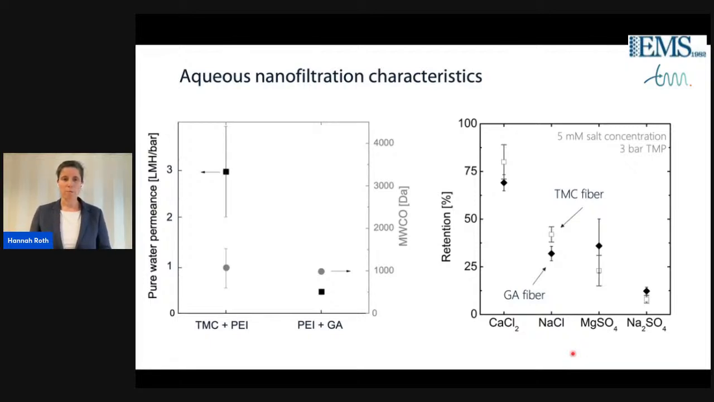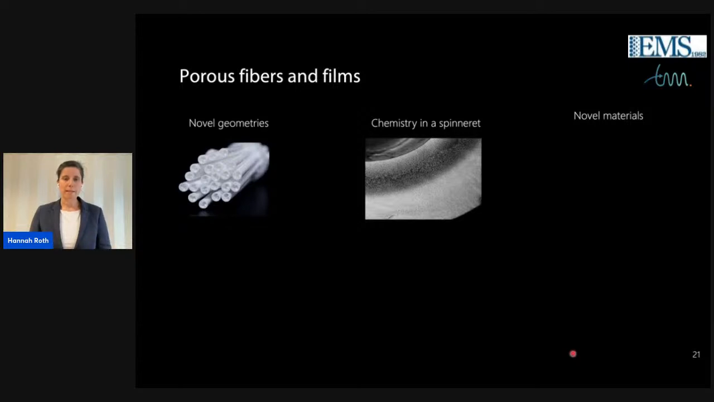But overall, we could show that we achieve nanofiltration characteristics with the chemistry in a spinneret approach. And as said, this is just the initial research that we did on it, and this concept can now, of course, and has also been expanded to different material systems.